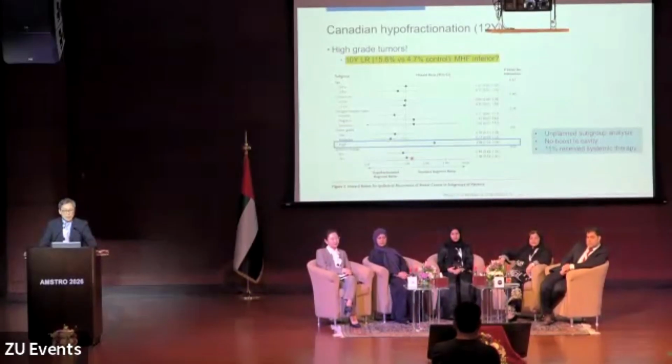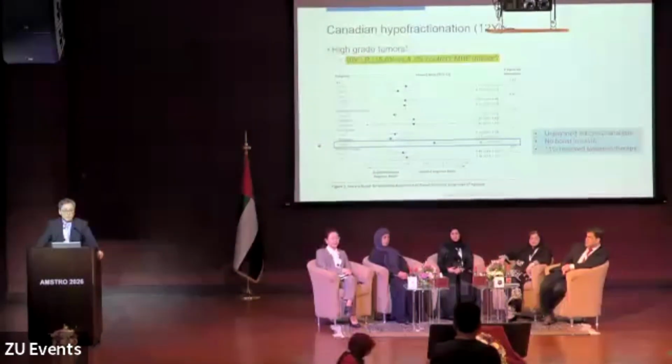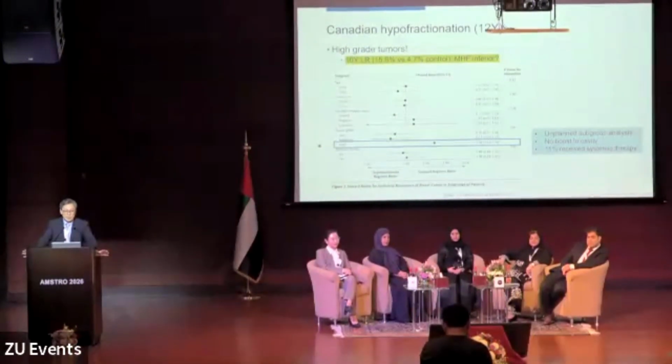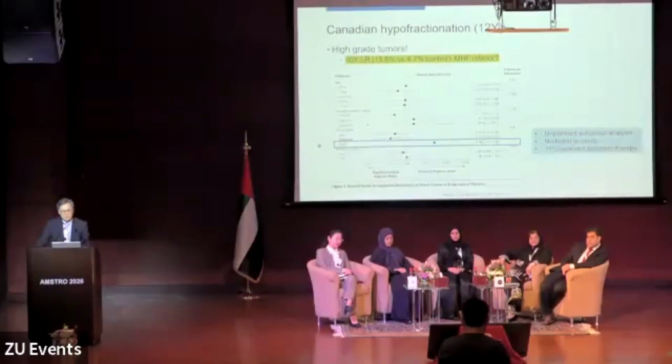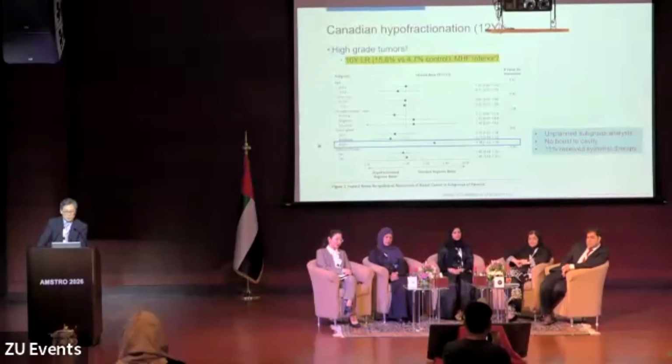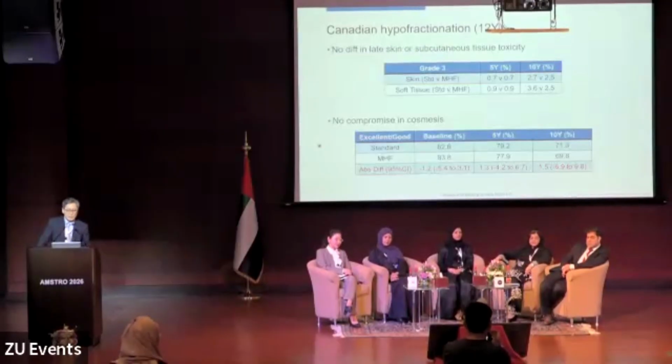This was an unplanned analysis. When this paper first came out back in 2010, this showed that there was a difference in the high grade, showing inferior outcomes in the moderately hypofractionated arm. But again, this was an unplanned subgroup analysis. And for this particular study, they didn't have a boost to the cavity, and very few patients received systemic therapy, as opposed to the START trial, which didn't show this difference in the high grade.